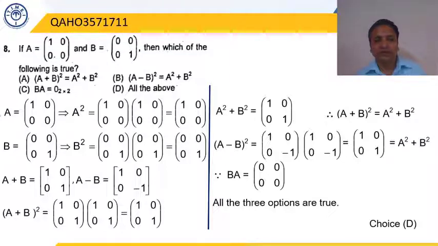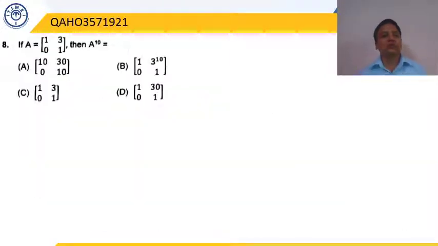Now again, this is 1711. Now we are using the 1921 handout. Question number 8. It says a matrix A is given. This is 1 3 0 1, and we have to find A to the power 10.